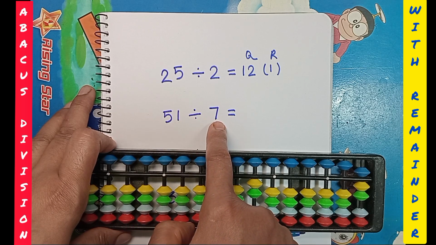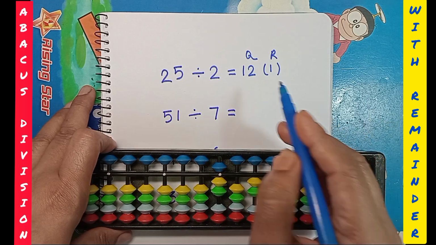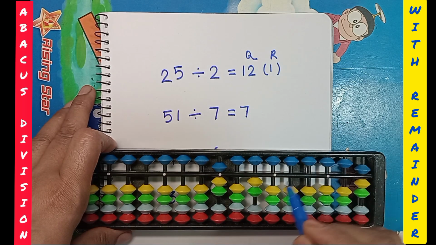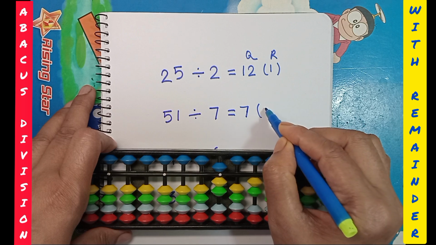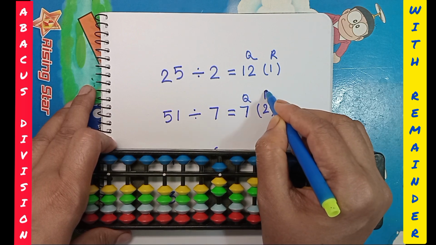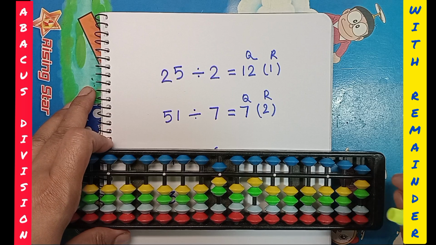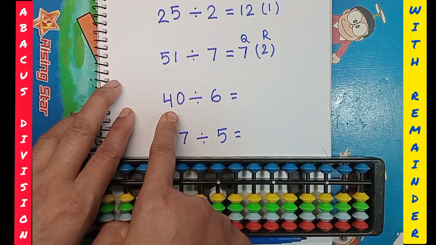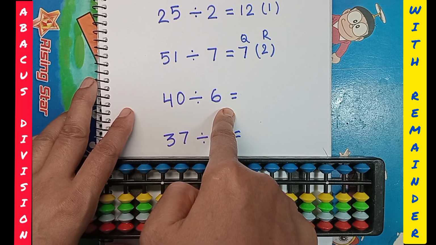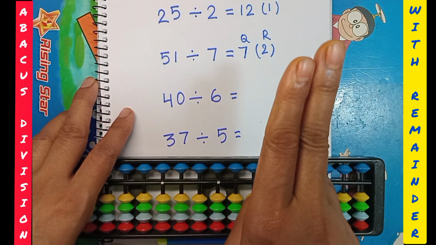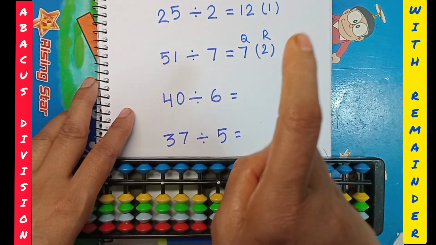51 divided by 7 is equal to 7, and within bracket 2. This is the quotient and that is the remainder. Zoom the abacus. Next one, 40 is divided by 6. Number of digits in the dividend is 2, minus number of digits in the divisor, which is 1. 2 minus 1.